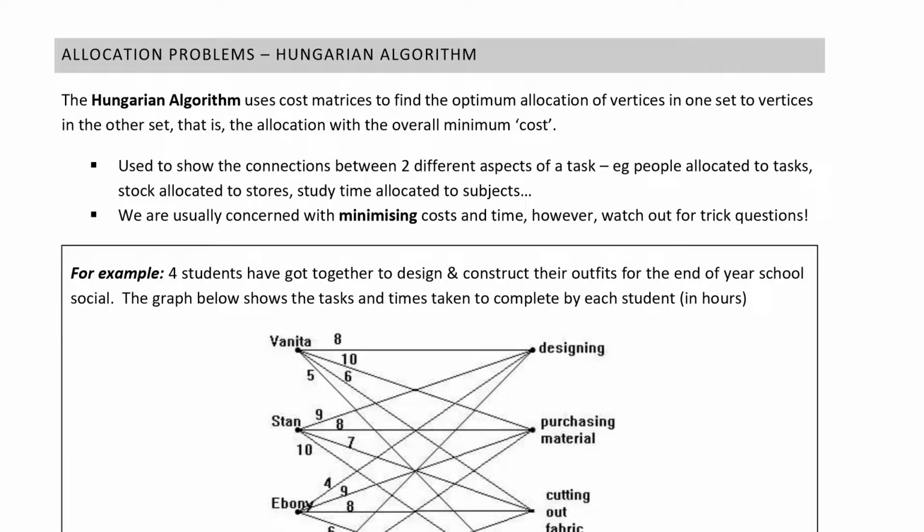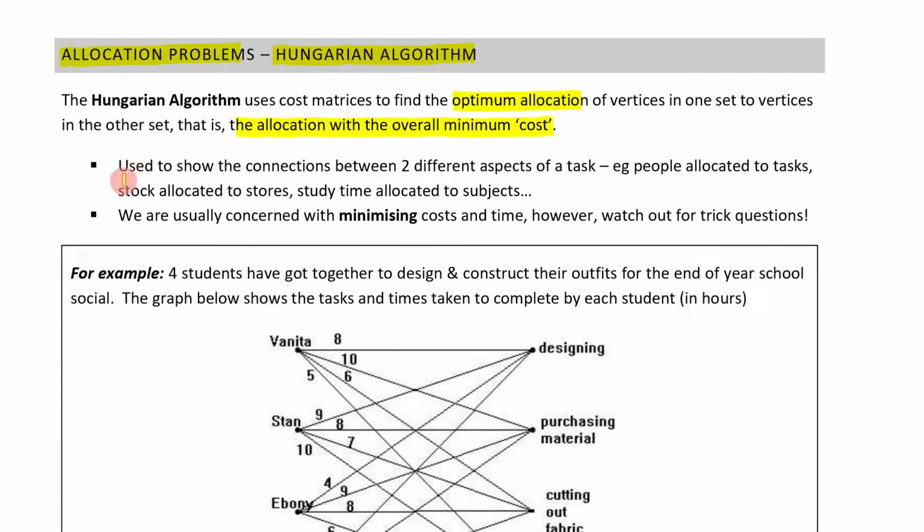We are now going to talk about how we can solve allocation problems using something known as the Hungarian algorithm. So what is the Hungarian algorithm? The Hungarian algorithm uses cost matrices to find the optimum allocation of vertices in one set to vertices in the other set. That is, the allocation with the overall minimum cost.